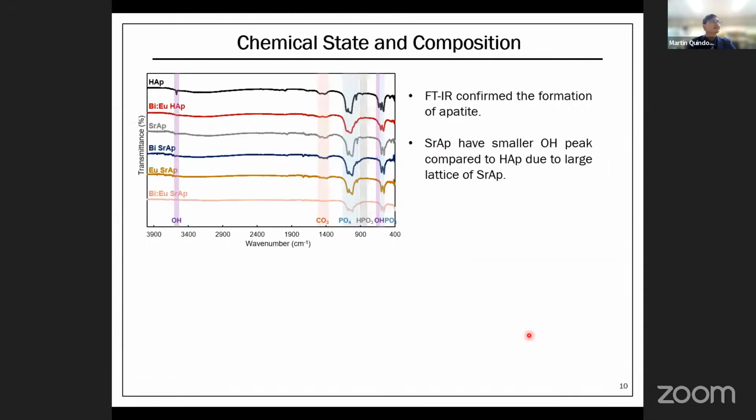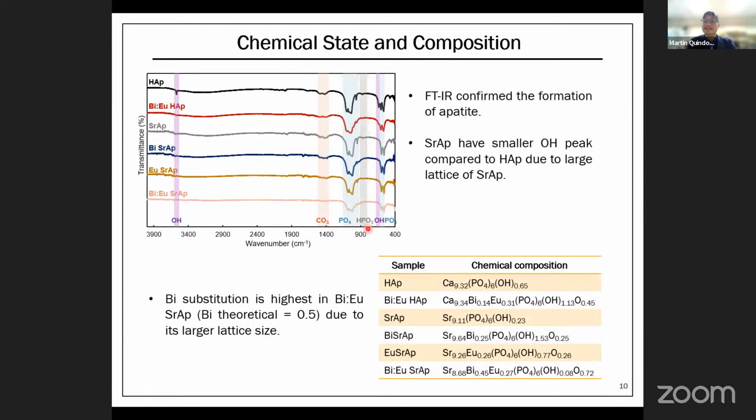Then I did the chemical state analysis using FTIR, and we can see here that the FTIR supports the XRD regarding the formation of the apatite phase. And we see here that the strontium apatite may have a smaller OH peak compared to the HAP, which is due to its larger lattice. And since the strontium apatite lattice is larger, the effects of the OH are less, so the FTIR peak for OH is lower.